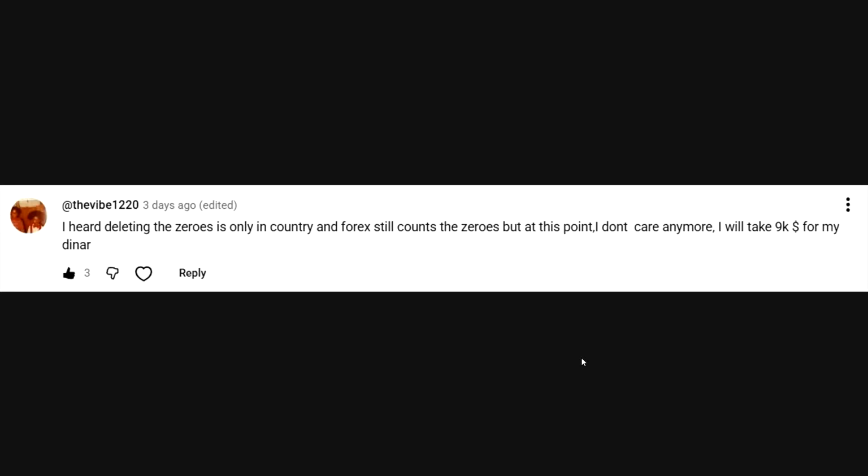I heard deleting the zeros is only in country and Forex still counts as zeros. Nope. If they delete the zeros off the currency, guess what? The Forex deletes the zeros off the currency. Or Forex investors would go crazy, robbing Iraq of all their money. So they would just end up back to square one if they allowed people to keep the zeros on there, while Iraq's people had to do away with the deleted zeros.